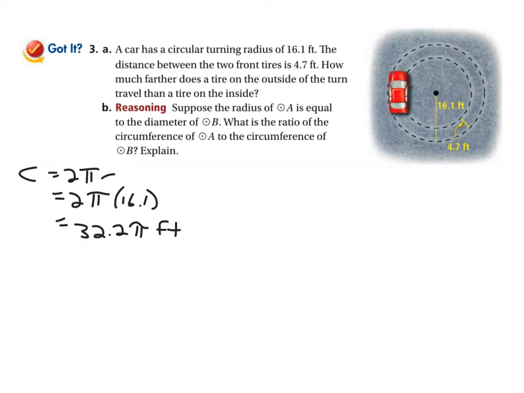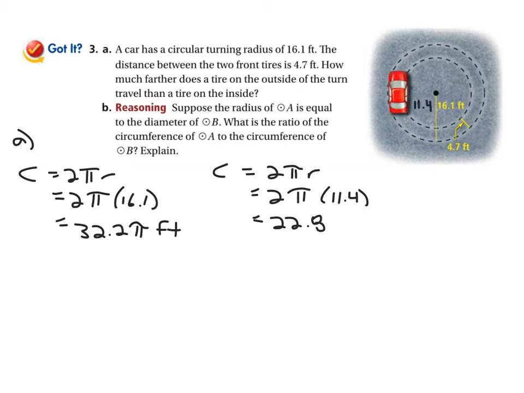By the way, this is A. And for that smaller one, we need to find out what the radius of that smaller one is. So we need to do 16.1 minus 4.7. And that is, I'll write it in here, 11.4. So we then do the same, find the circumference, which is 2 times pi times r. In this case, the radius is 11.4. So we get 2 times that, or 22.8 pi feet, because it's a measure of length, and so the units are feet.